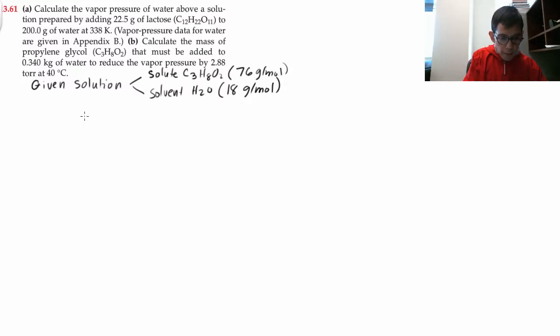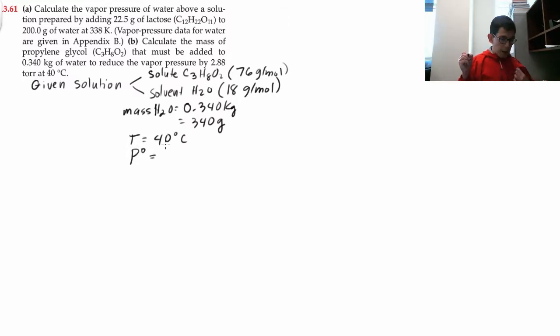We know that the mass of the solvent is 340 kilograms, so the mass of H2O is equal to 0.340 kilograms, and in grams that would be 340. What else do we know? The temperature is 40 degrees Celsius, and at that temperature the vapor pressure of pure water, if you look it up in Appendix B, is 55.3 torr.